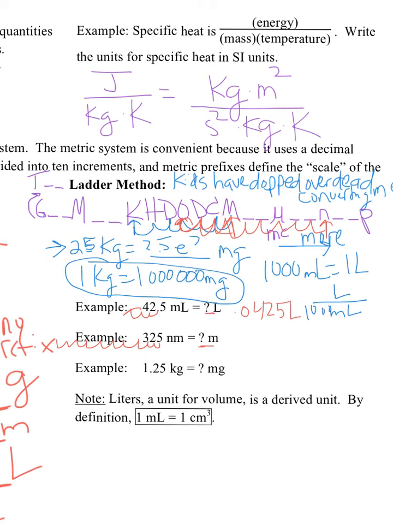So 1, 2, 3, 4, 5, 6, 7, 8, 9, and I'm going to add zeros. Is that right? No, wait. It's actually only 9. And then I moved 1, 2, 3, 4, 5, 6, 7, 8, 9, and that's 1, 2, 3, 4, 5, 6 zeros. So 0.000000325 meters. Okay.